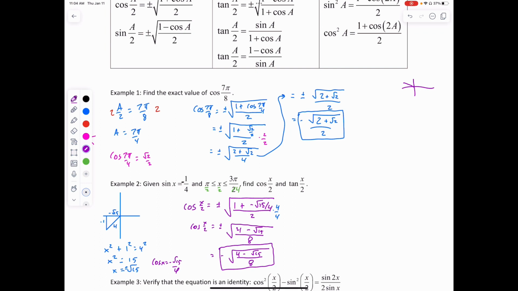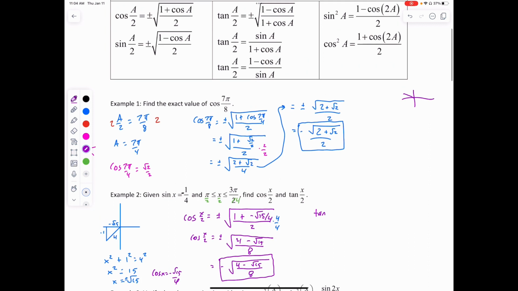All right, we still need to find tangent, so let's use the tangent half angle identity. We have a few different tangent half angle identities up top. We're looking for tangent of x over 2. I already know both sine and cosine, so it doesn't really matter which one I use. We can just pick one.